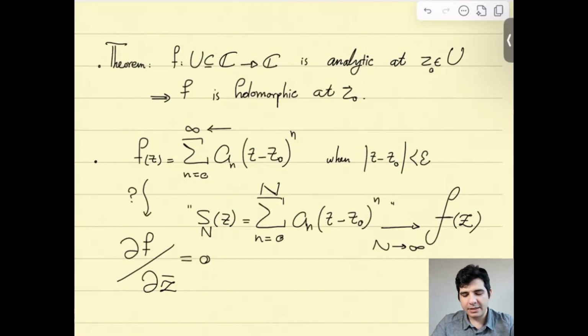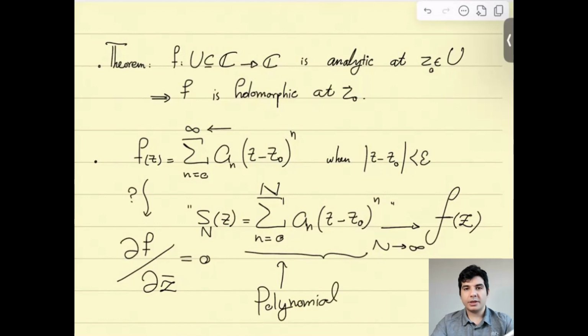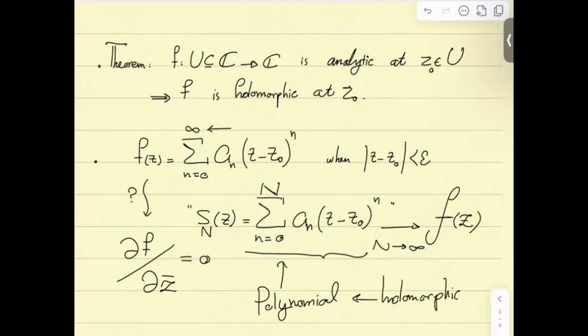Now, the point is that these partial sums are polynomials. f is not a polynomial, but the partial sums are polynomials. f is expressed locally as an infinite sum. And polynomials are holomorphic. So we have a sequence of holomorphic functions converging to f uniformly on a neighborhood of z naught. And we want to argue that f is also holomorphic.